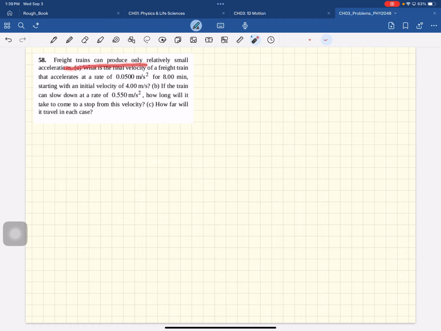So freight trains can produce only a relatively small acceleration. What is the final velocity of a freight train that accelerates at 0.05 meters per second square for 8 minutes, starting with an initial velocity of 4 meters per second? Okay, so here's the final velocity. The initial velocity was 4 meters per second. The acceleration is 0.05 meters per second square.